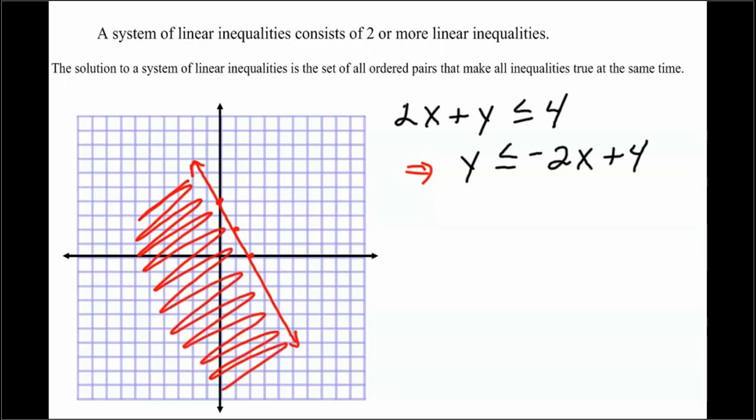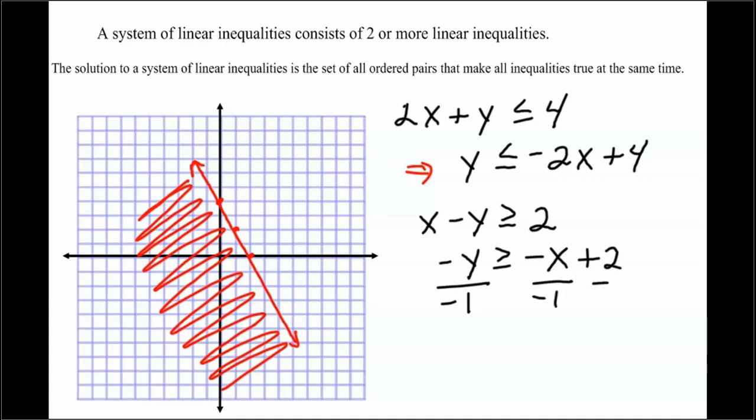The second inequality will be x minus y is greater than or equal to 2. So we move the x over and it changes sign. Then dividing by negative 1, you have to remember with inequalities, the inequality symbol will change direction. So now we have y is less than or equal to x minus 2.